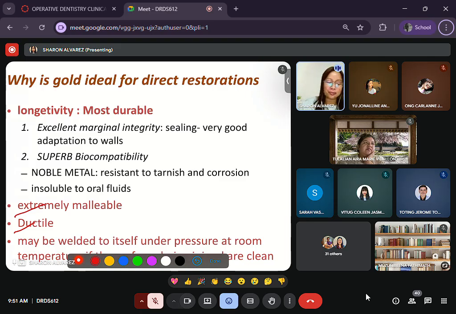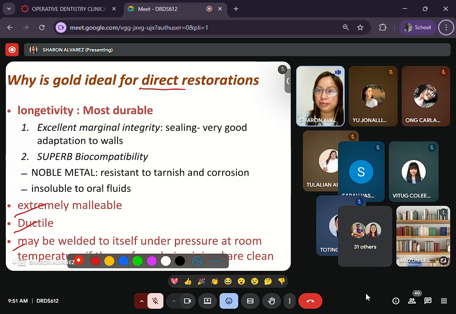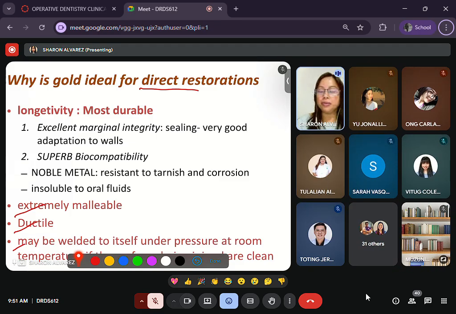And also another one is, why is gold ideal for direct restoration? You don't need to heat the gold. So I know gold is a metal, right? So gold can be used directly into the prepared cavity. It's because gold can be welded under room temperature. So you can combine increments of gold without heating it, as long as the surface of the gold is clean.